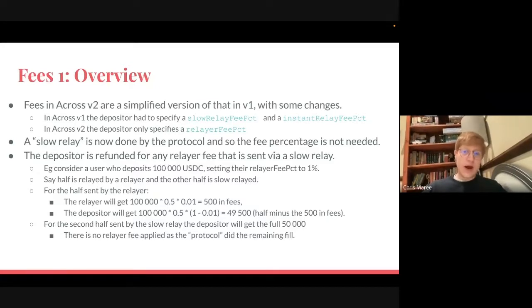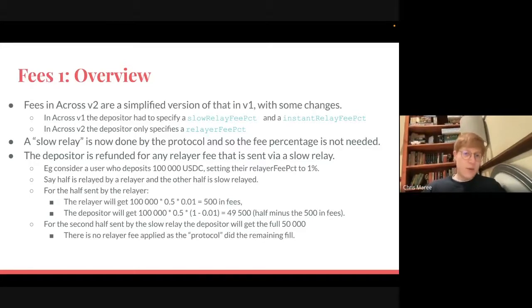So in v1, you had both a slow relay fee percent and an instant relay fee percent. This is complicated. Why should I need to distinguish between the two of these? In Across v2, there's only relayer fee percent. And what's kind of cool is a slow relay is done by the protocol, in a sense, where the hub pool is actually refunding you for your money. So we don't actually need to define this percentage because it's 0. In Across v2, if your funds are slow relayed, you actually get a refund for the relayer fee percent because there is no relayer. You only pay the realized LP fee percent, which we'll come to in a second.